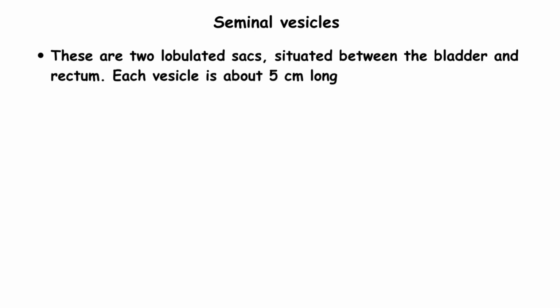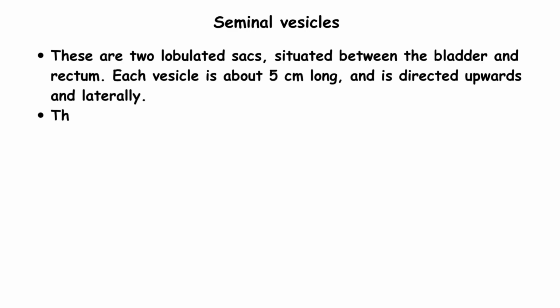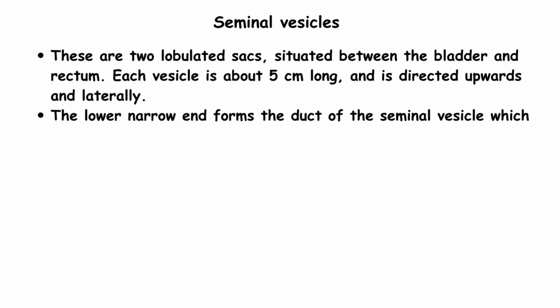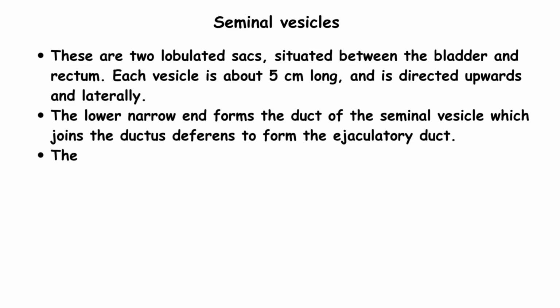Seminal vesicles. These are two lobulated sacs situated between the bladder and the rectum. Each vesicle is about 5 cm long and is directed upwards and laterally. The lower narrow end forms the duct of the seminal vesicle, which joins the ductus deferens to form the ejaculatory duct.